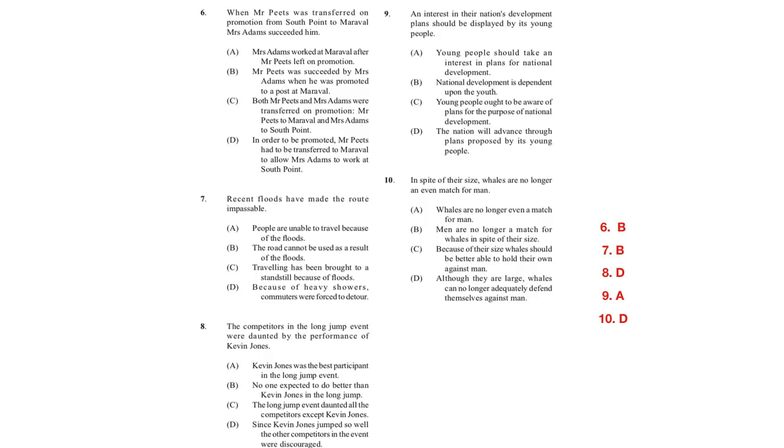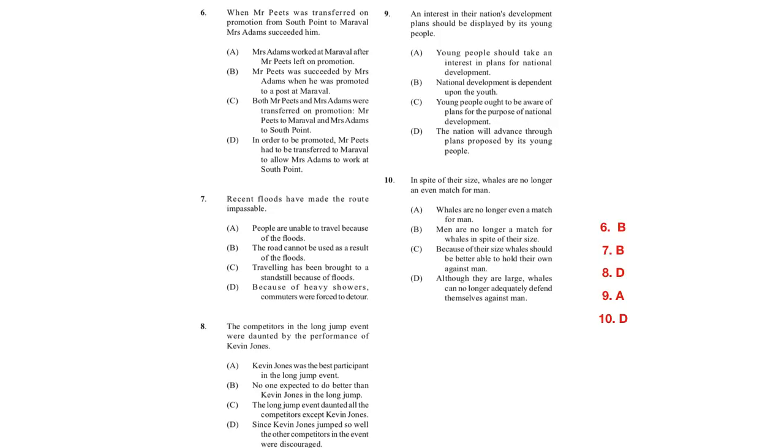B, the road cannot be used as a result of the floods. That sounds good. C, traveling has been brought to a standstill. Who said that? Nobody said traveling has been brought to a standstill. That's rubbish. D, because of the heavy rains, commuters were forced to detour. Nobody said they had to detour. They just said it was impossible. Best answer there is B, 7B.